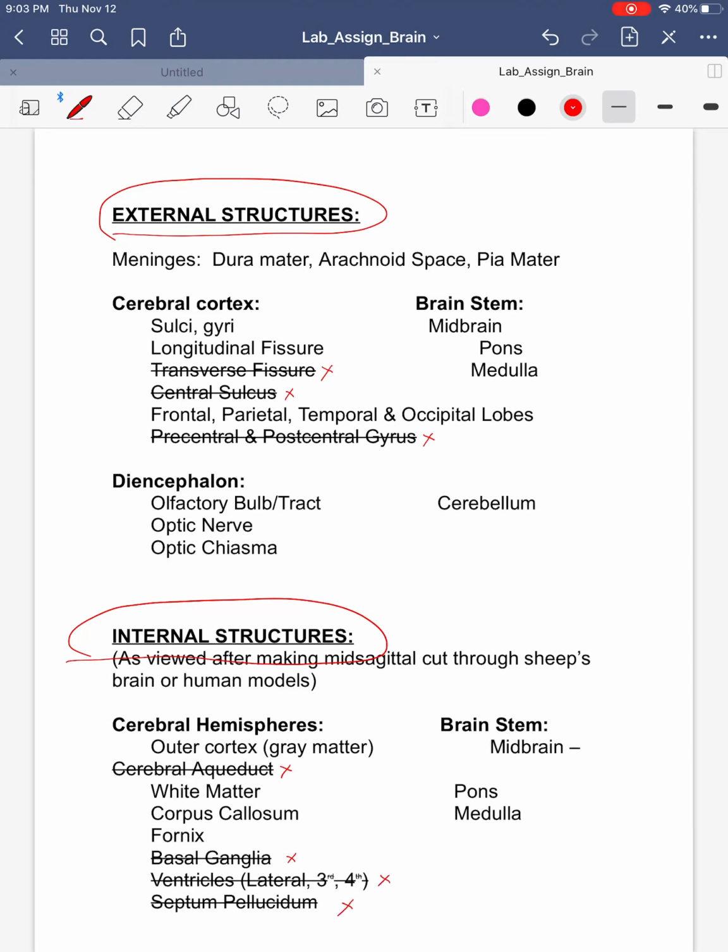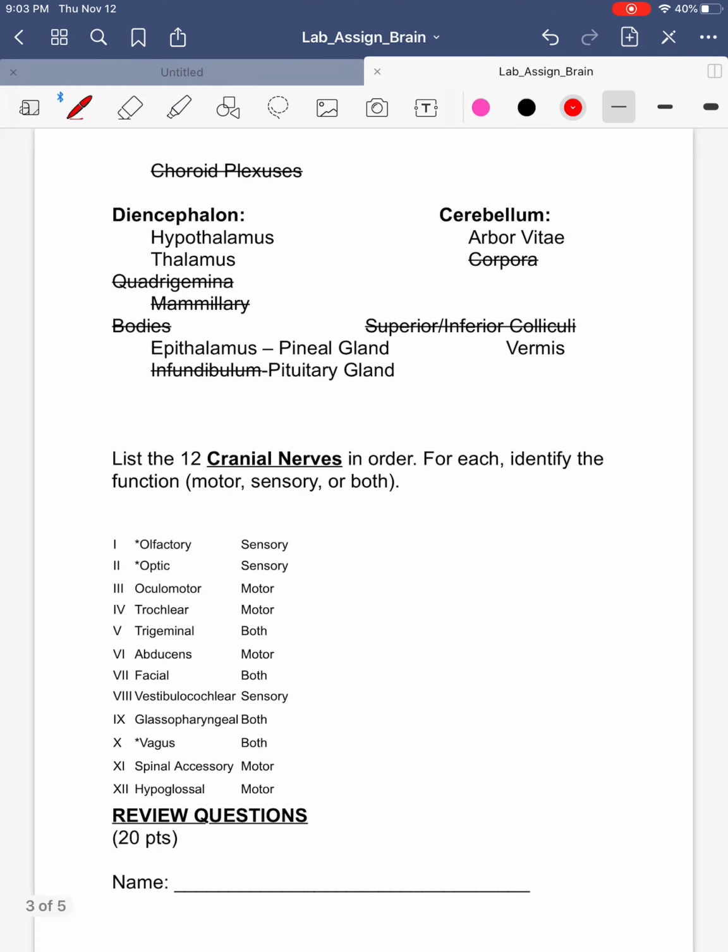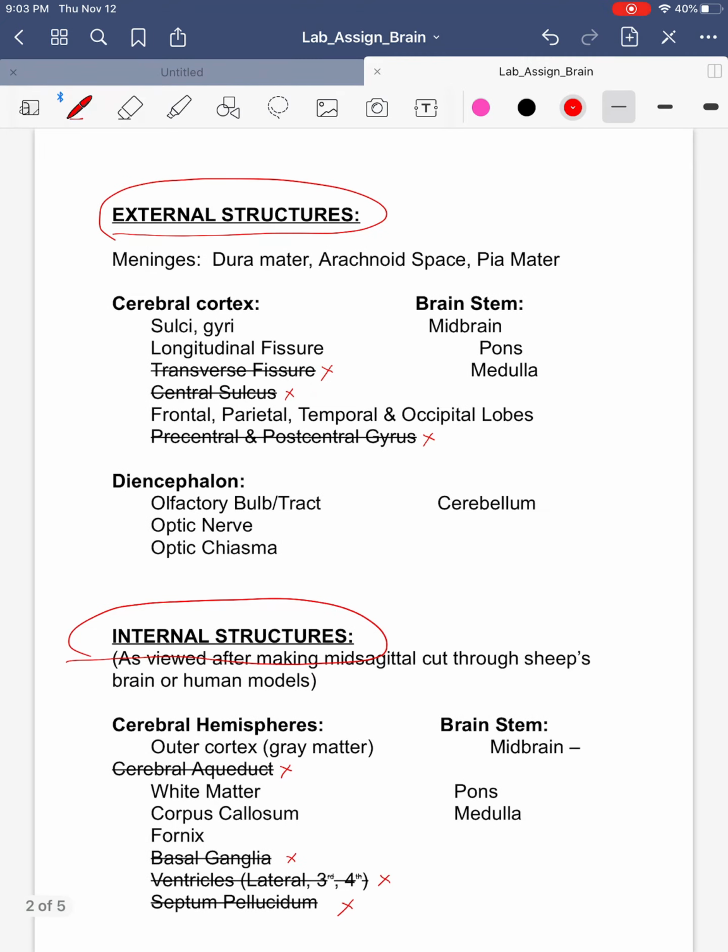The main reason is because they're really hard to see. Unfortunately, it's not that I'm trying to have you know less, because a lot of these structures are really important, but it's just that they're really hard to see. So I don't feel comfortable asking you something that's really hard to see. If it's crossed off, you don't need to know it. But not to worry, there's still plenty of structures that you do need to know.